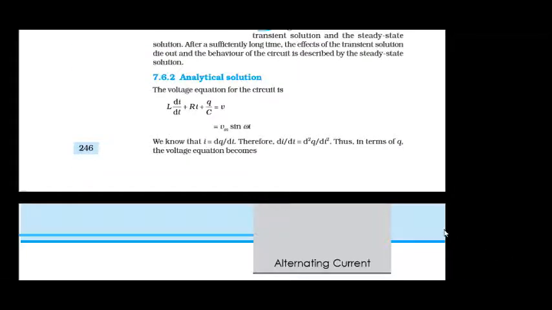Now we'll do the analytical solution. So, analytical solution, let me explain it separately so that you can understand more easily. So, the potential V, we can write as Vm sine omega t, as we have written previously in all the cases.